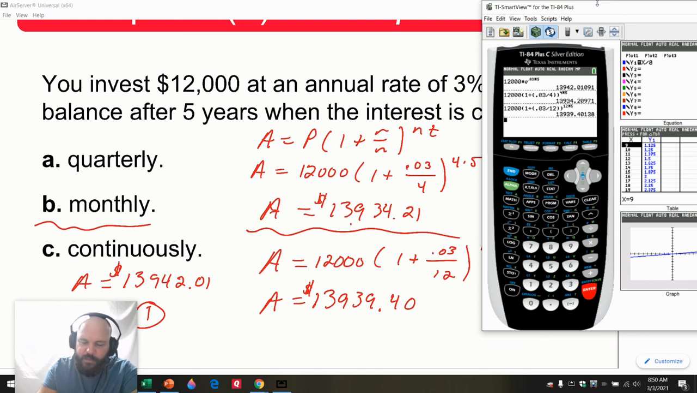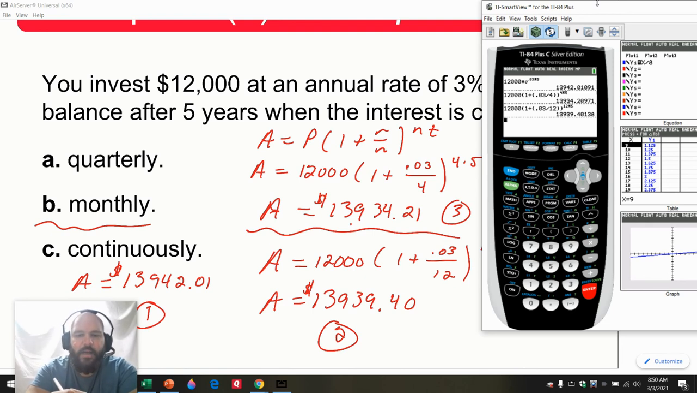So looking at all three, the continuously is the first. This would be the best. If you could get that, you're going to get the most amount of money. In a close second is the monthly, and then last, the least amount is going to be quarterly. Now, that doesn't seem like it's a lot of money because it's really not. I mean, it's a difference of what? We have 13,942 versus 13,934. So less than $8. But when you're talking about tens of thousands of dollars or hundreds of thousands of dollars in the case of when you're trying to save money to retire, how often the interest is compounded can make a pretty big difference.